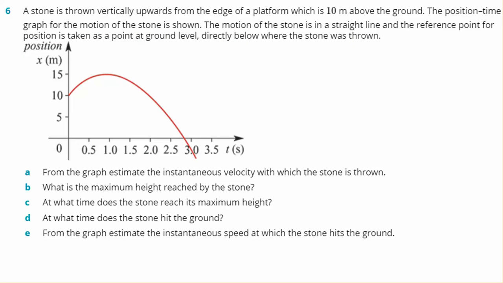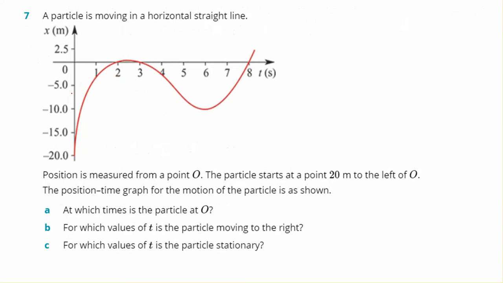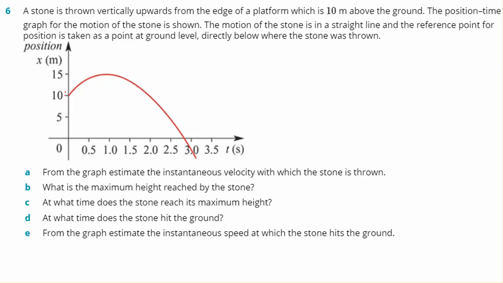Now, question 6: a stone is thrown upwards from the edge of a platform just 10 meters above the ground, which makes sense because it starts up at 10 meters away from the ground. From the graph, estimate the instantaneous velocity at which the stone is thrown. You just need to choose. You're interested in the instantaneous velocity here, so you can choose a second point that's close by.